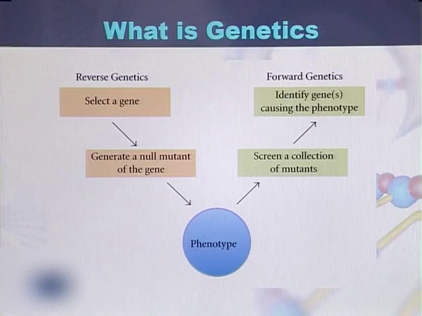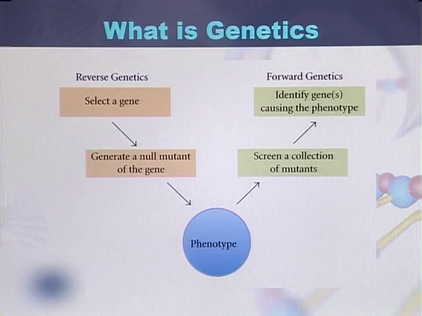If we want to study genetics in a reverse pattern, then a researcher or geneticist has to select a particular gene, then create certain mutations in that gene, and then identify the phenotype based on the mutations that were created in that gene. If this methodology is used to study genetics, then it is called reverse genetics.